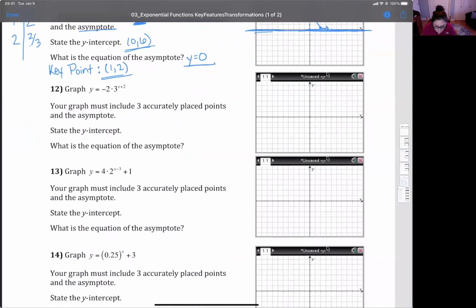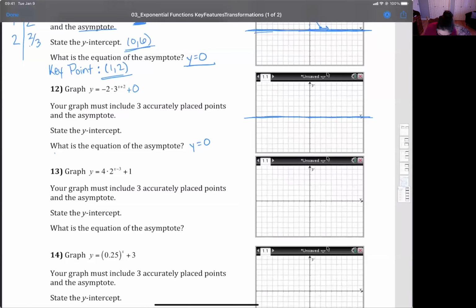So I'm going to start again with the asymptote. Since I don't see anything at the end here, that means that it's 0. So my equation for my asymptote is y equals 0, and I'm going to go graph that on my coordinate plane. This is the easiest part, is getting that asymptote on there, and that's where I want you to start.